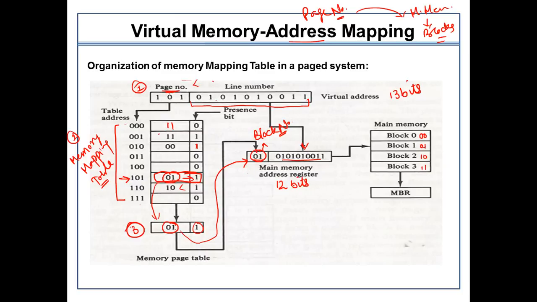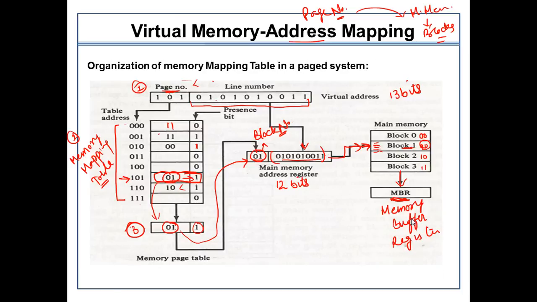So 01 belongs to block number 1. Definitely at this block number 1, at this line I need to go, because there are 1000 words stored in each block. Accordingly, whatever data is available at this particular address, I will pick and store in this memory buffer register. So this is the entire idea of how the mapping procedure takes place.